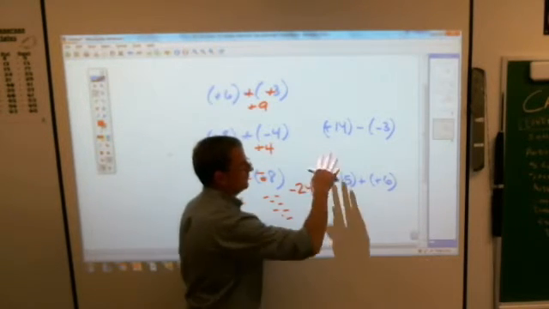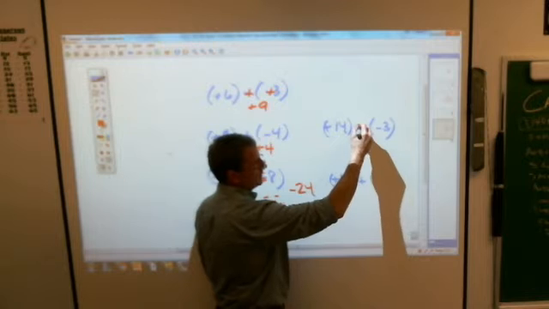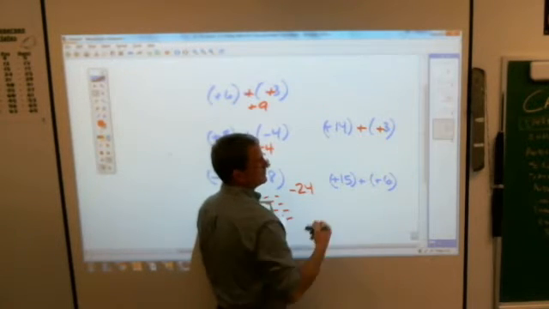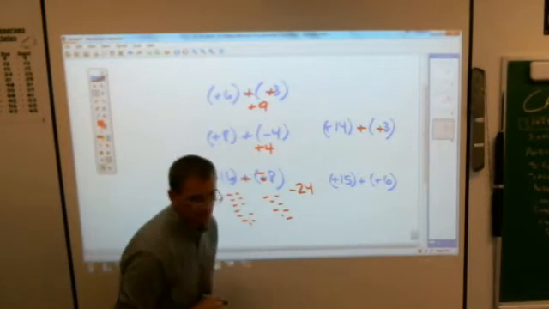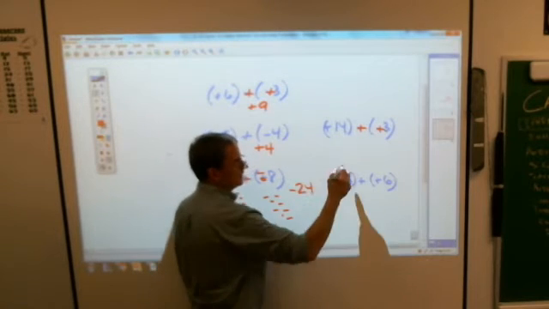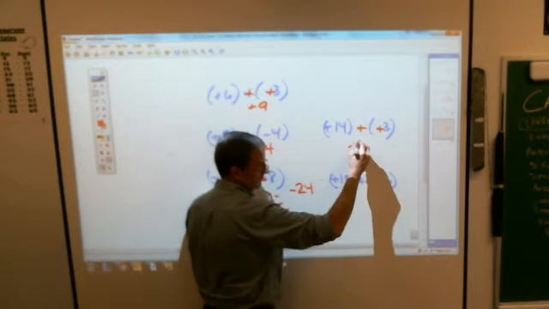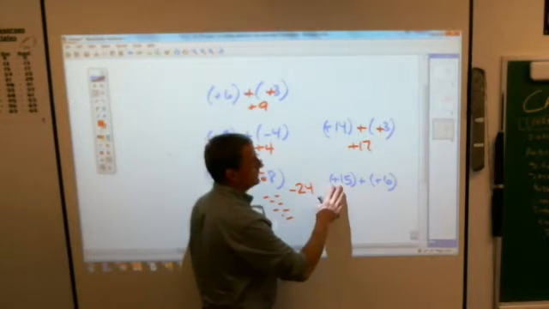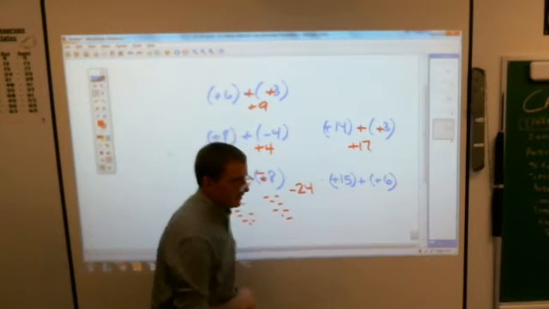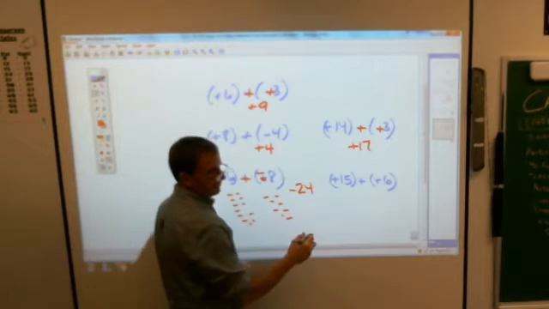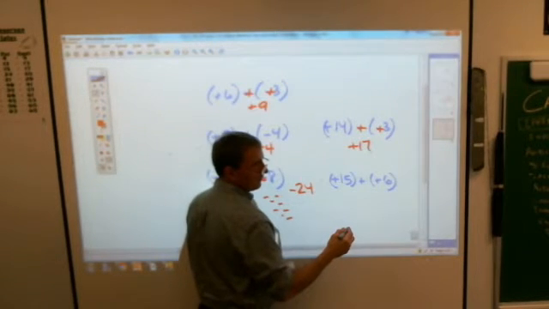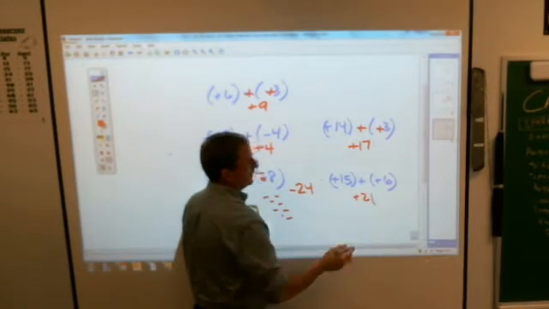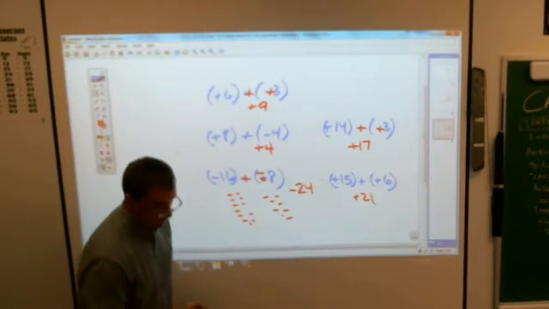This one over here, positive 14 minus a negative 3. You change it to its opposite. What is a positive 14 plus a positive 3? Positive 17. This one here, positive 15 plus a positive 6. Positive 21. Again, children, think about this.